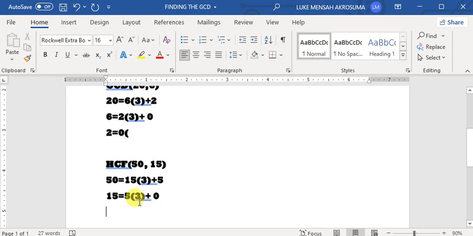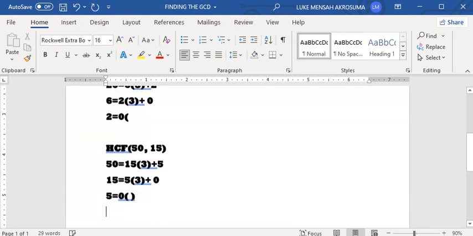The next thing is we bring this 5 down here to the former place of 15. We then try to bring 0 down here. We ask ourselves whether or not 0 can multiply any number to give us 5, and there wouldn't be any. At this point, we can conclude that the HCF or the GCD of 50 and 15 is 5.